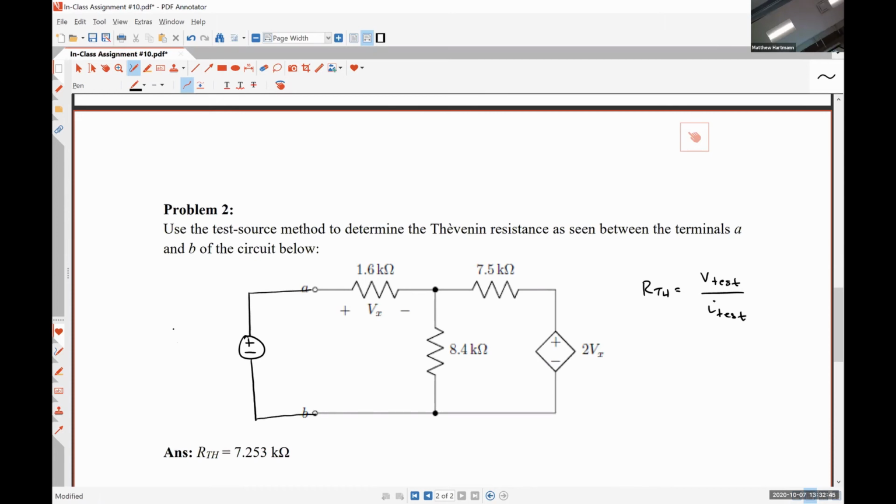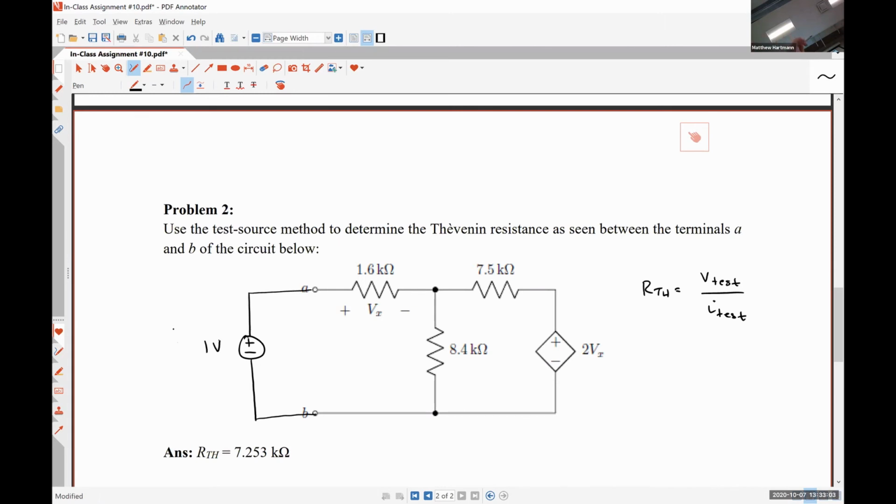What test voltage should I use? 1 volt, all right. So here's another question for you guys. Does it matter what test voltage I use? No, because of the homogeneity property of linearity. I can use a 1 volt source or a 500 volt source.